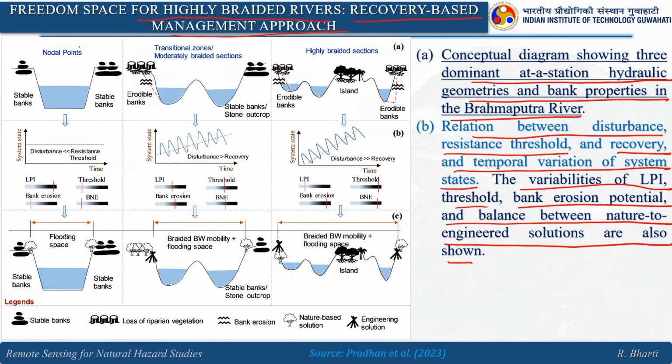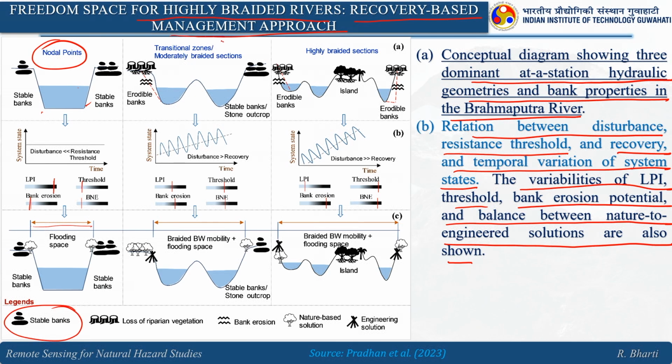So, here you can see this is a nodal point, right. Then this is a stable bank, you can see here. Then we have this LPI which is high, then threshold is low, bank erosion is less, right, and here you can see the flooding space, right. So, this is the stable bank.